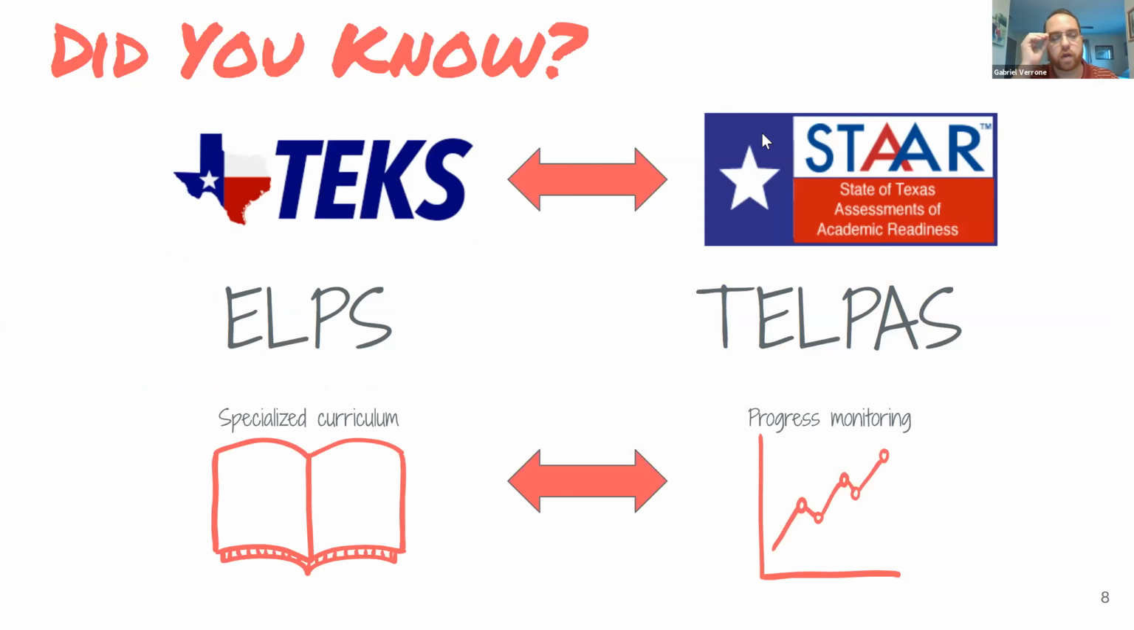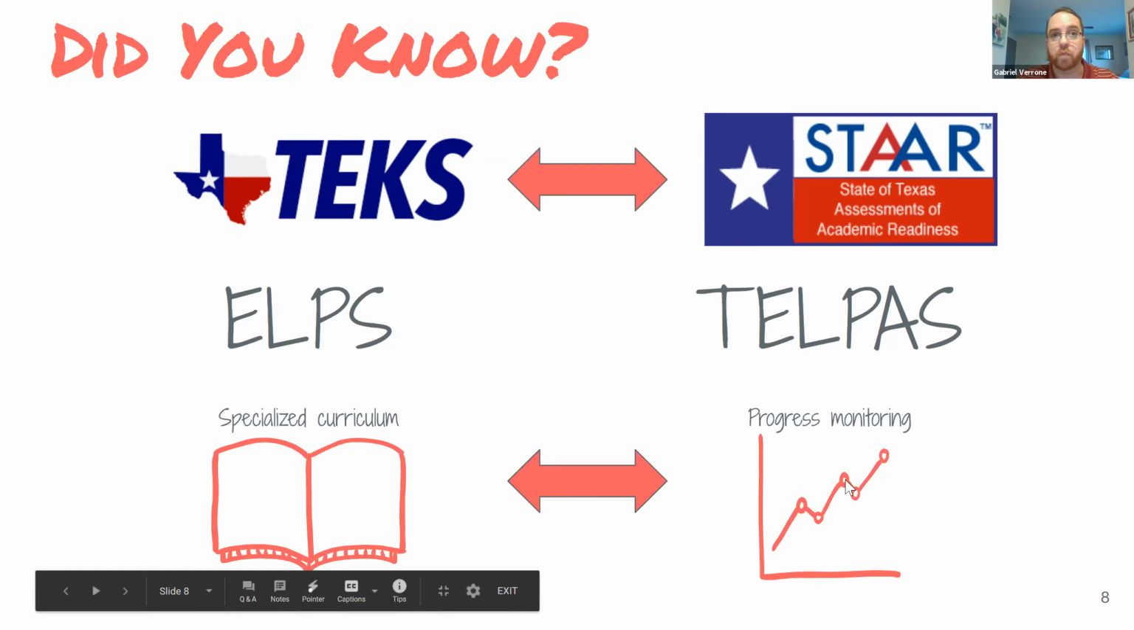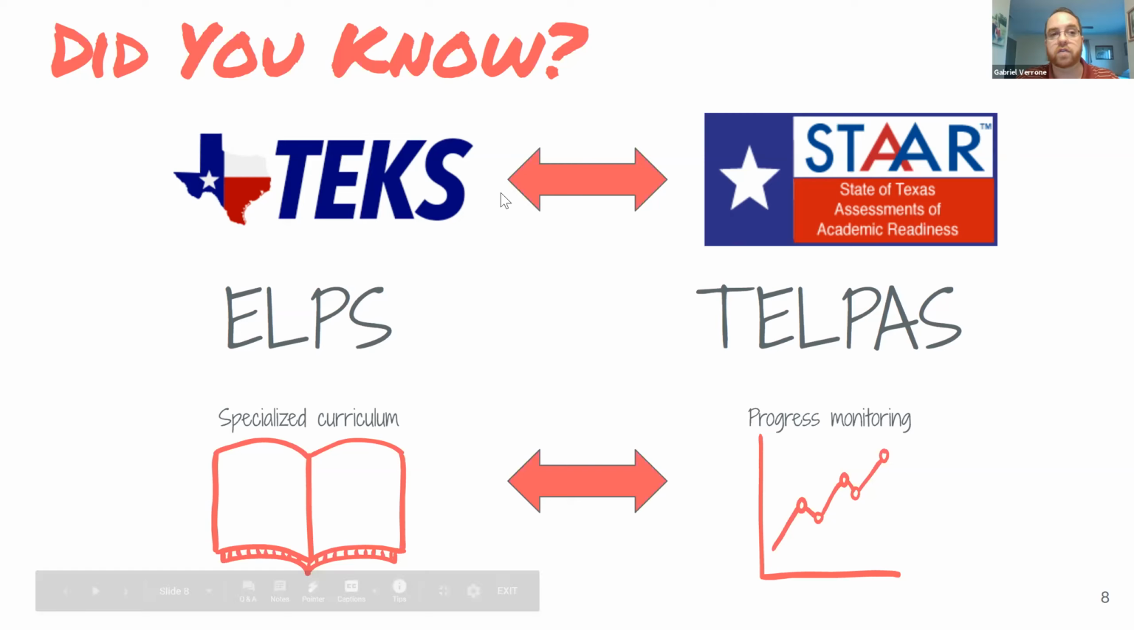So you probably already know this. Again, I don't know what experience or background people have, so I just have to hit everybody. The TEKS is to the STAAR as the ELPS is to TELPAS. The standards in the TEKS are tested on the STAAR test, at least ostensibly. Not always perfectly, but at least theoretically. Similarly, the English Language Proficiency Standards are tested or measured in the TELPAS.